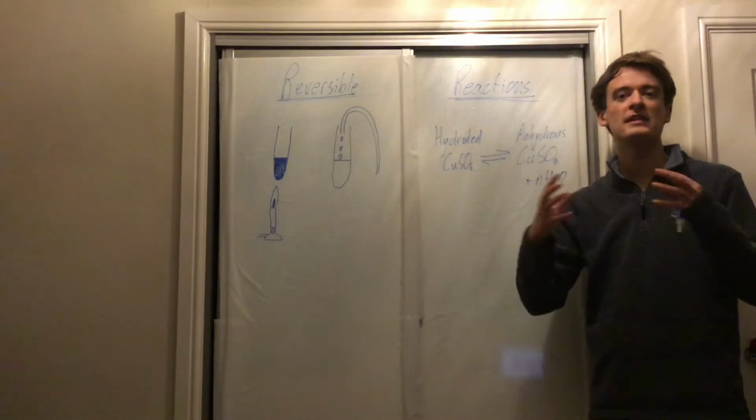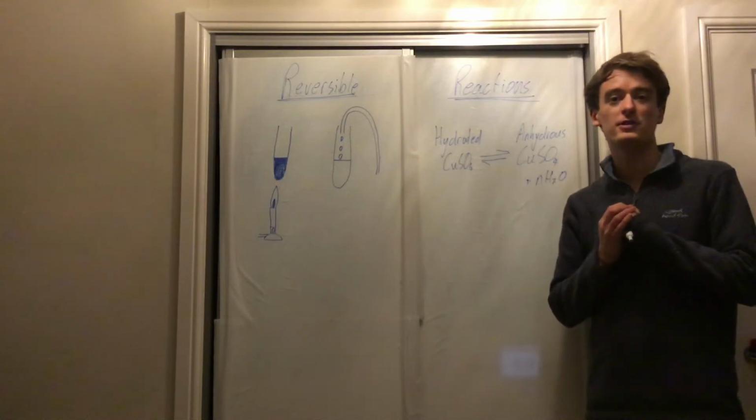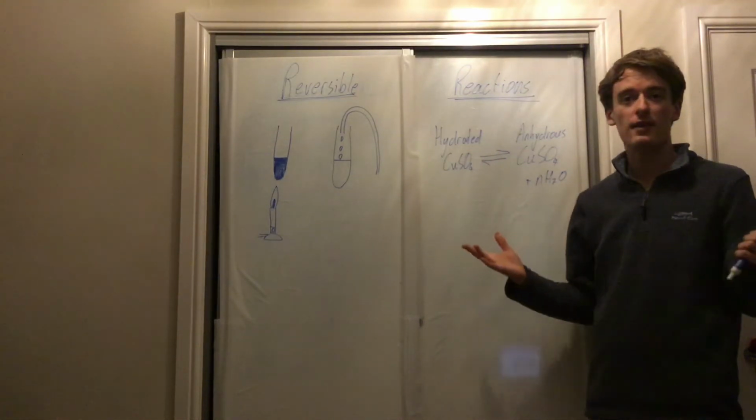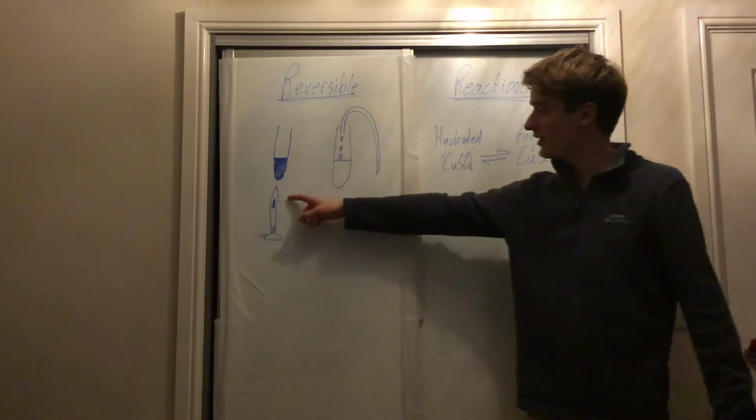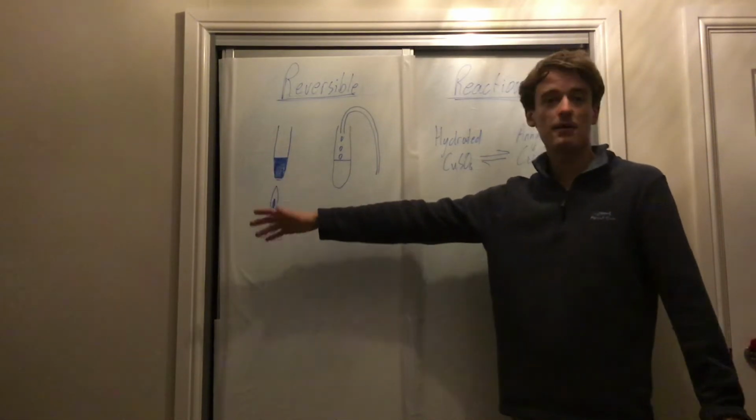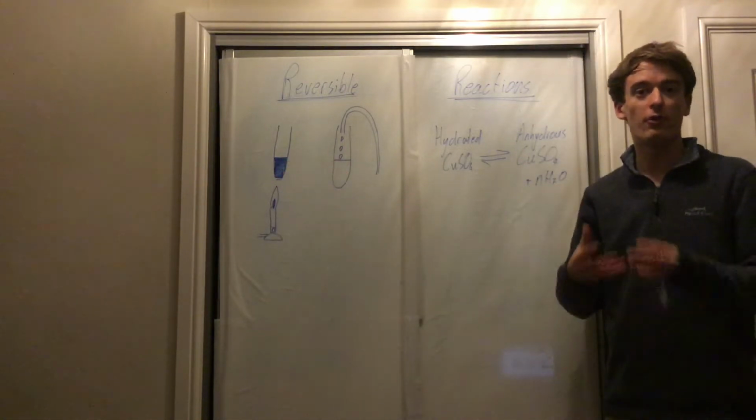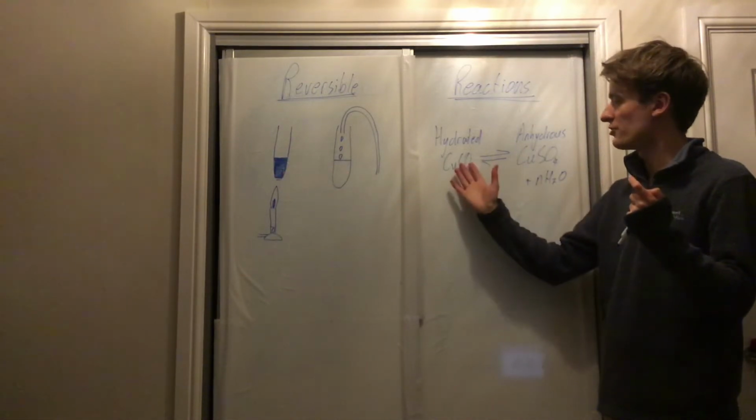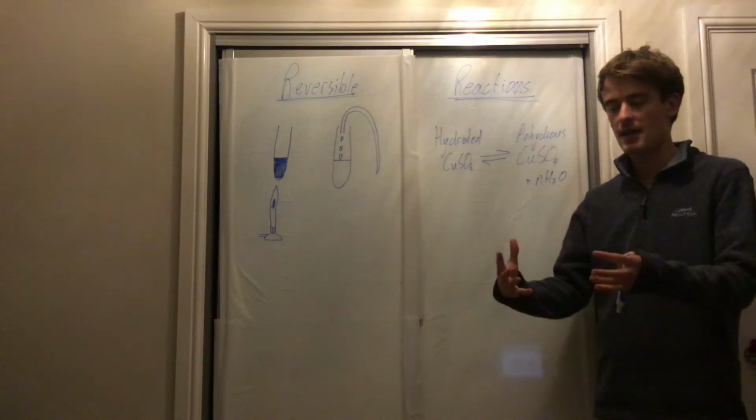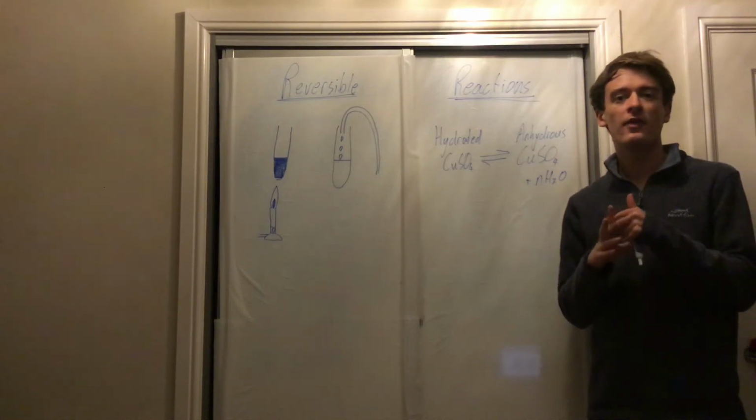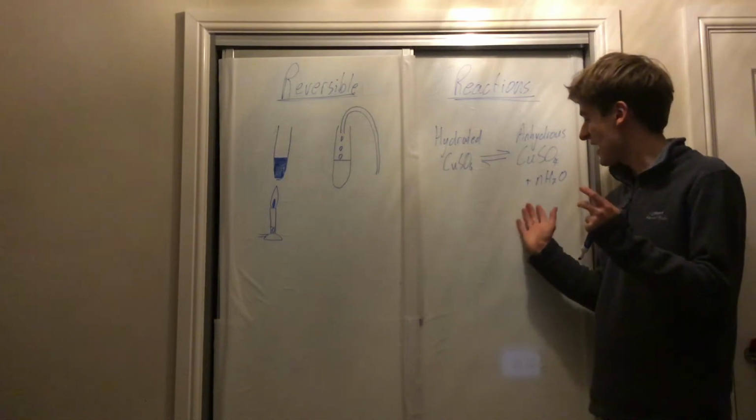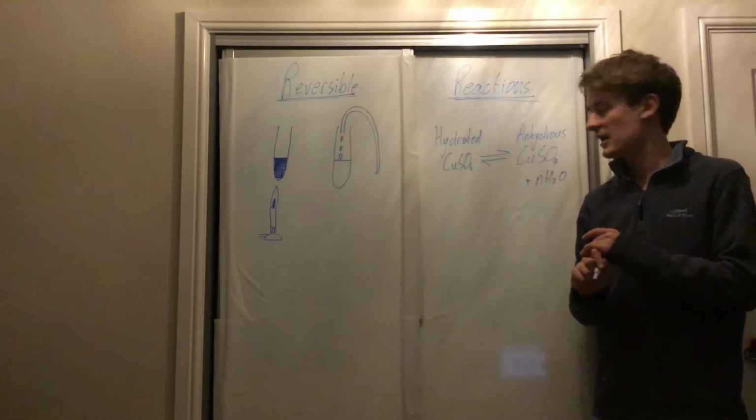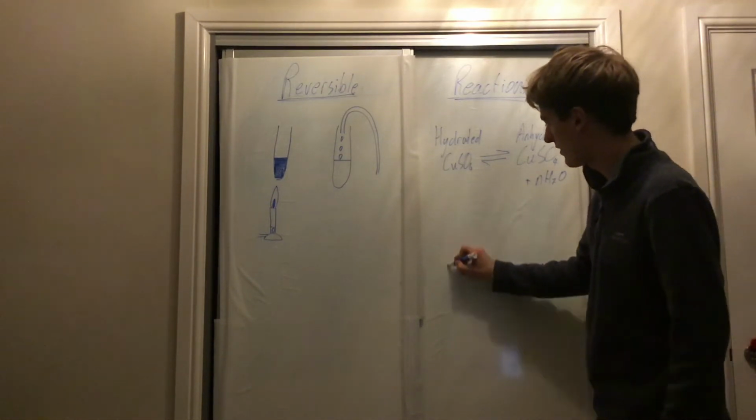Endothermic simply means it's taking energy in from the surroundings. Exothermic means energy is being released. So if I'm accepting this heat from the Bunsen burner with my hydrated blue copper sulfate, then I'm taking in heat. And that means I'm taking in that energy. That's an endothermic reaction.